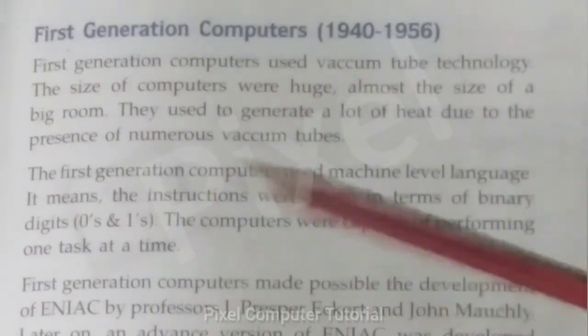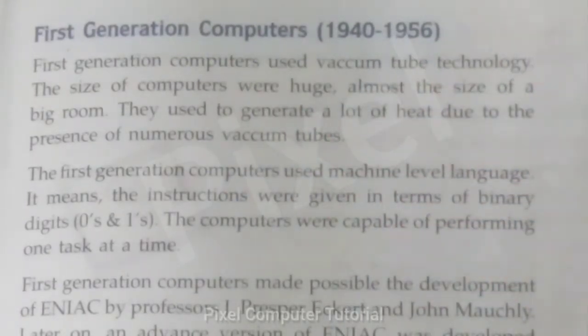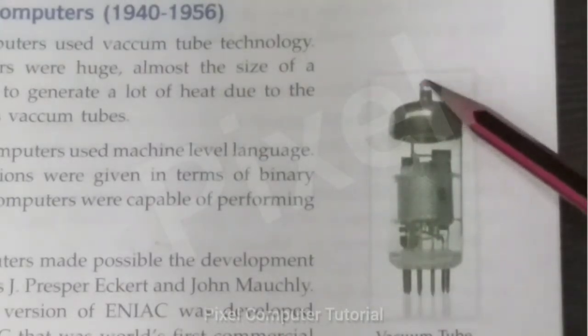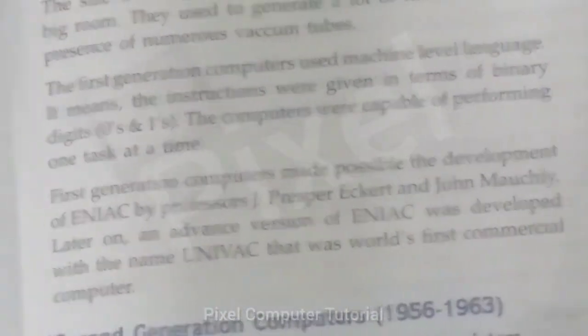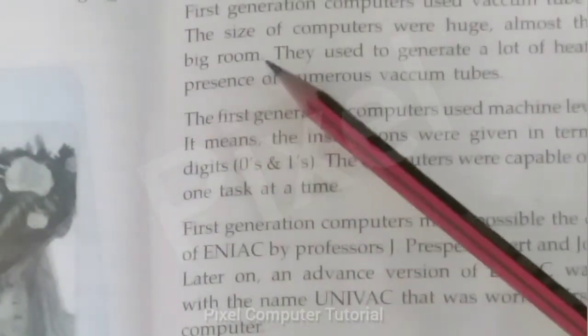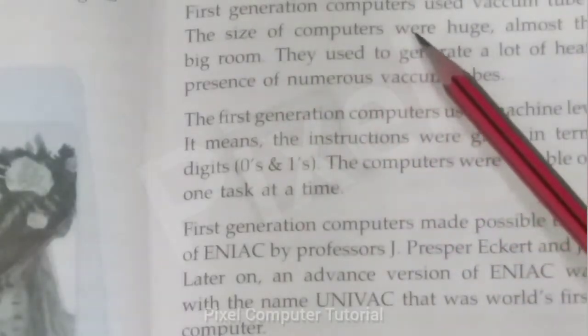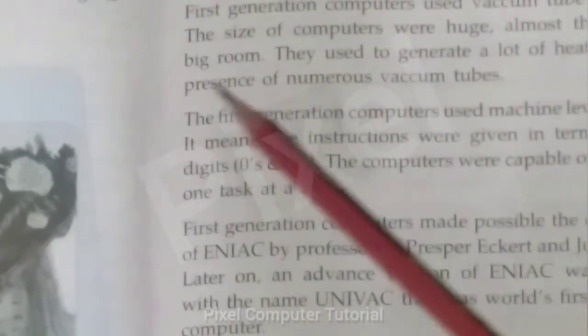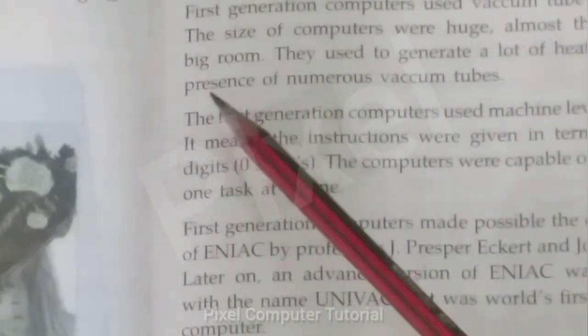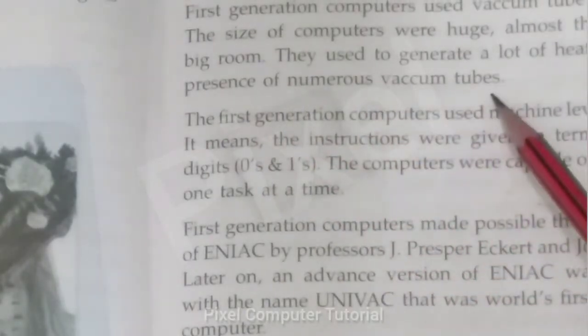All right, so the first generation computers used vacuum tubes. This is how the vacuum tube looks. This is the vacuum tube they were using, which also caused a huge amount of heat and other problems, and the size was huge. The amount of space it occupied was very much more. So this is explained here. The computers were huge, almost the size of a big room. They used to generate a lot of heat due to the presence of numerous vacuum tubes.